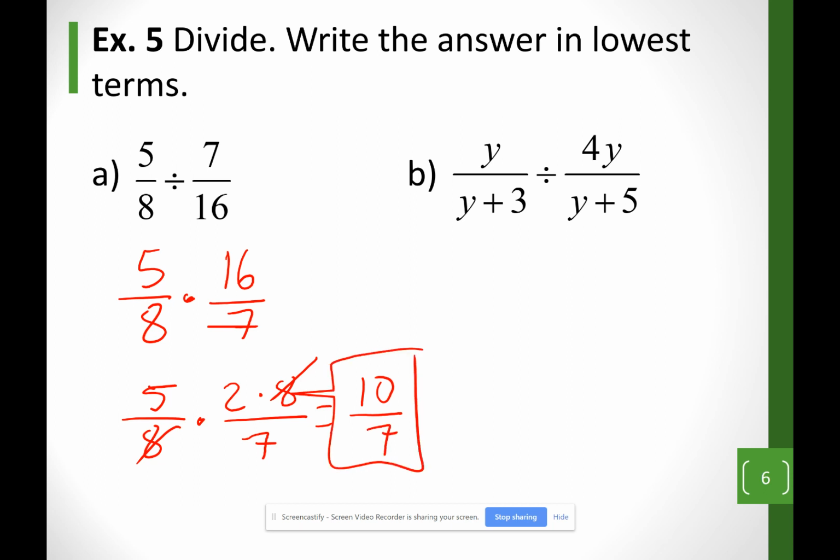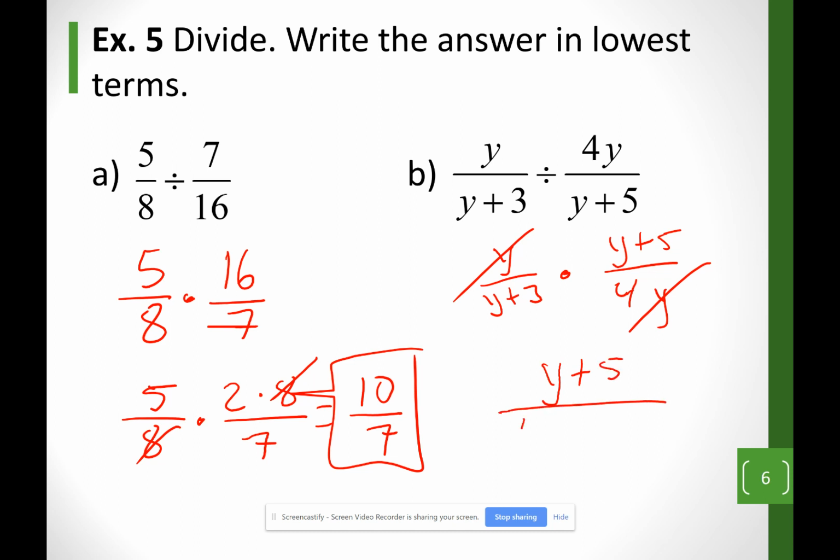Looking at example B, I'm going to rewrite this as y over y plus 3 times y plus 5 over 4 times y. Keep in mind, call it times, so I can split that. I'm going to cancel this y with this y. So I'm going to have on the top y plus 5. At the bottom, I have a 4 and y plus 3. I use parentheses for that.